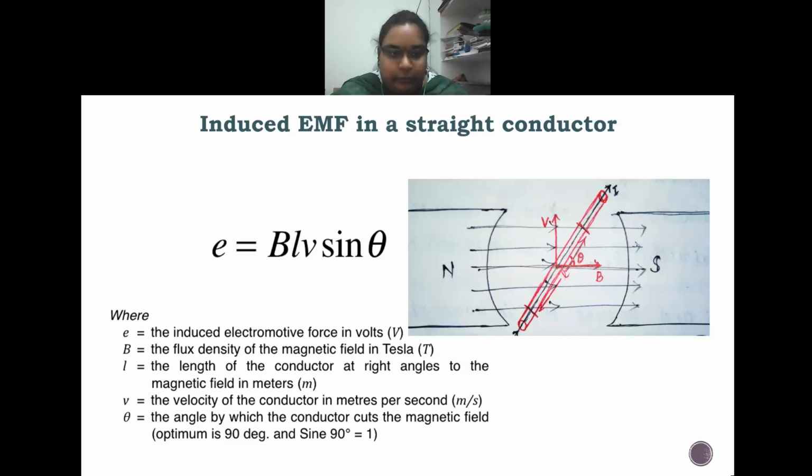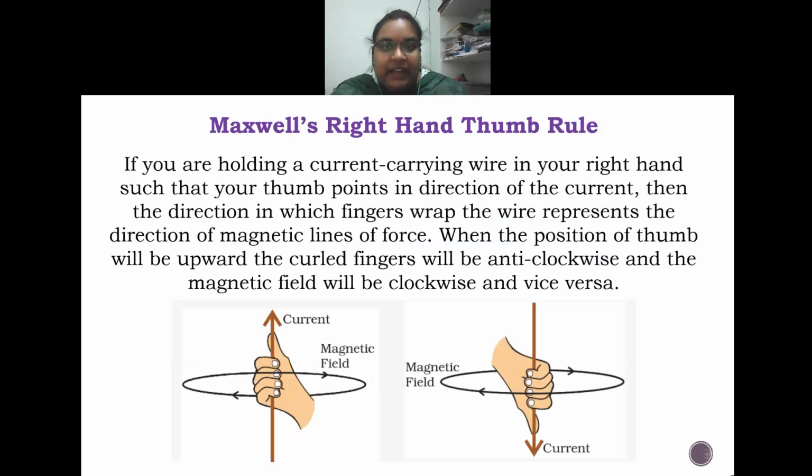This formula is also quite important for us because it tells us how much voltage will be induced in a conductor. The next topic we will see is Maxwell's right hand thumb rule. We are saying that there is a magnetic field around the conductor and that this magnetic field is being disrupted. So first of all we need to understand the direction of this magnetic field around the conductor. That direction is given by Maxwell's right hand thumb rule.